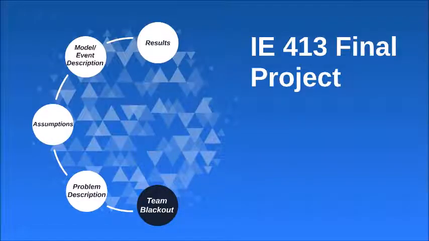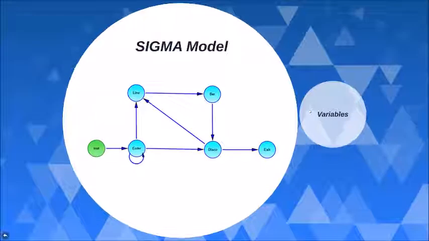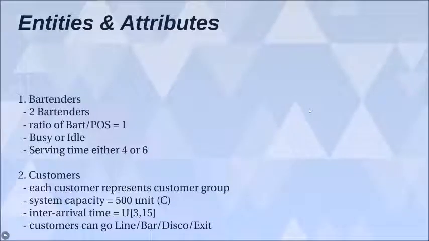Now we will start describing our event model. This is our event graph model, and before we explain our model, let me first explain our entities and variables. In our model, we have 2 entities, bartenders and customers. First, we have 2 bartenders for the bar.